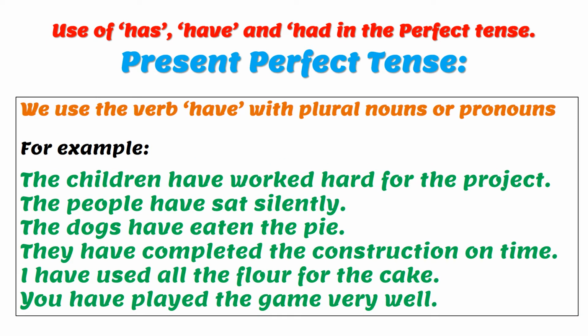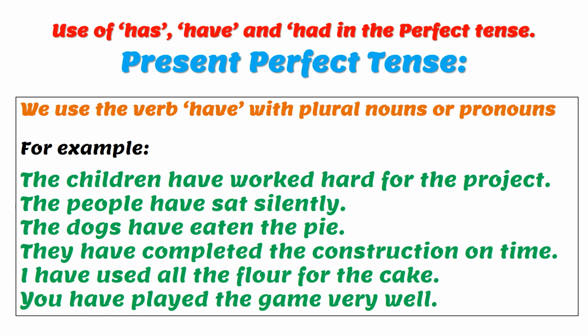We use the verb have with plural nouns or pronouns. For example, the children have worked hard for the project. The people have sat silently. The dogs have eaten the pie. Now, in these three sentences, we notice that the words children, people, and dogs are plural nouns. Therefore, we make use of the auxiliary verb have along with the main verbs worked, sat, and eaten.